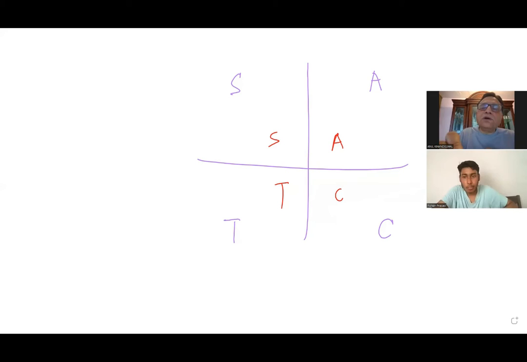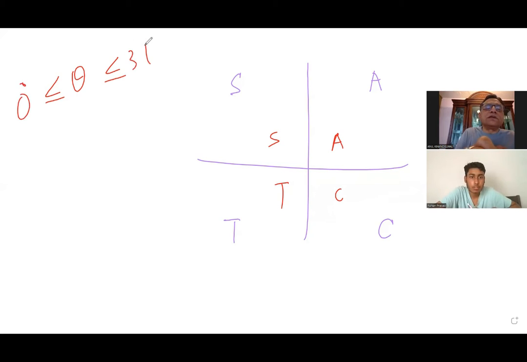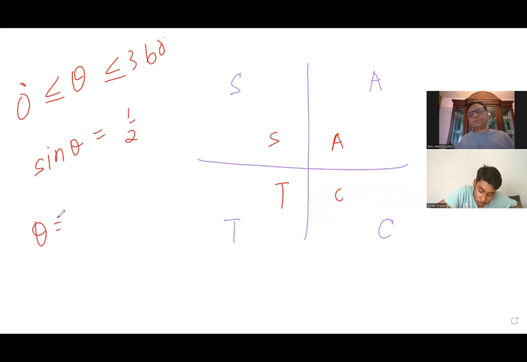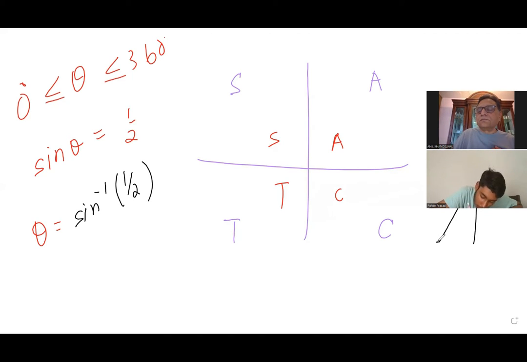Perfect. Now, my question is: theta will always represent the principal angle for this exercise today, between 0 degrees and 360 degrees. This is what you are interested in. If I say sine theta is equal to half, what is theta equal to? Theta would be sine inverse of half, which is 30 degrees.